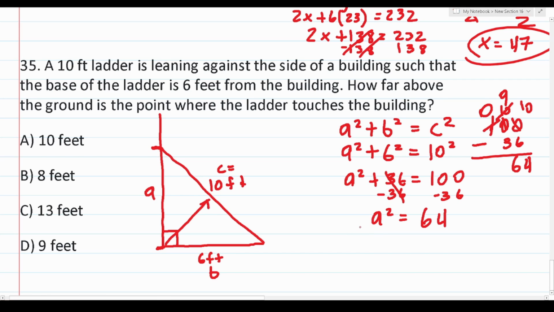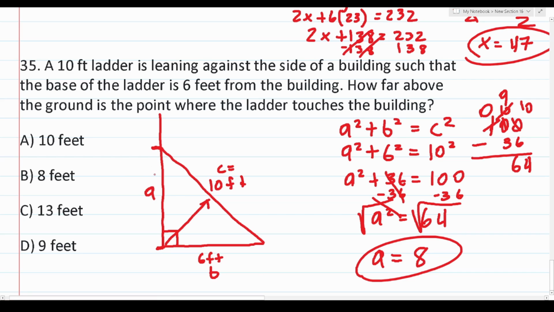Let's take the square root of both sides to get rid of this A squared. This crosses out the square, just leaving you with A. And the square root of 64 is 8. So this height from the base of the building to the point at which the ladder touches the building is 8 feet, which is A. And we used, as you just saw, the Pythagorean theorem to figure that out.